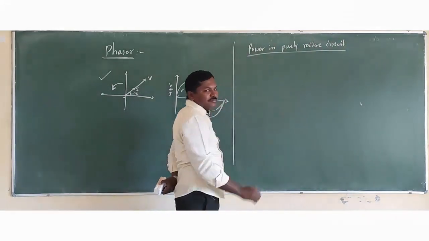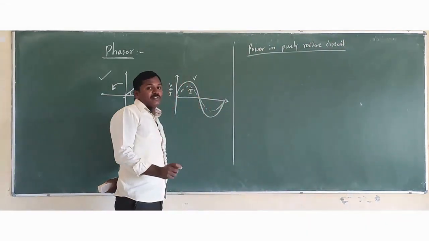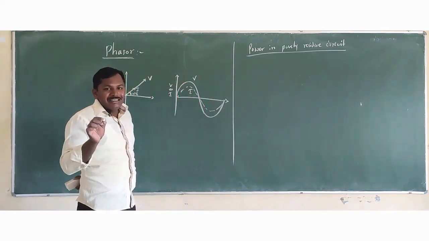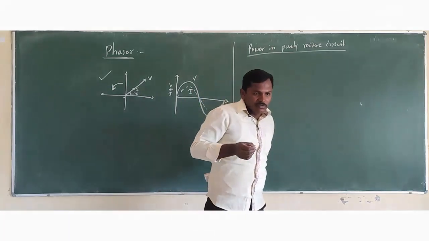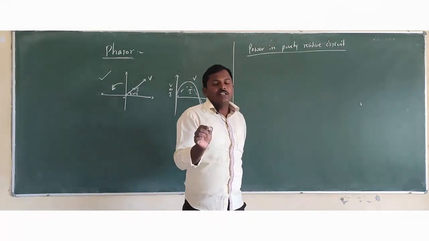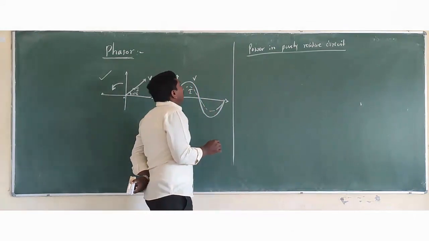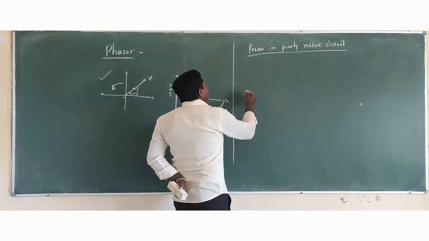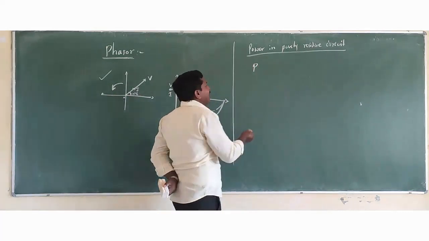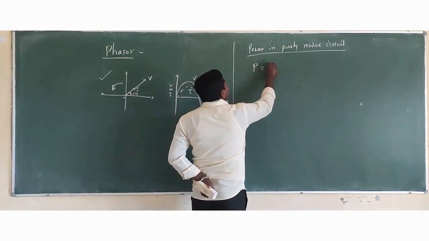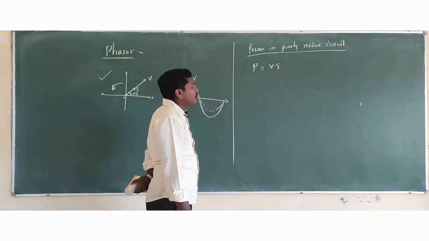Purely a resistive circuit. Now, when the current flows through a resistor, there is a loss of electrical energy. In a sense, we are going to use the word dissipation of electrical energy. Here, the instantaneous power in a purely resistive circuit at any instant of time can be represented by P is equal to V into I. We know this one.